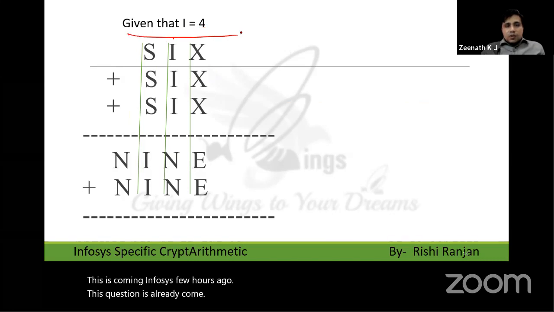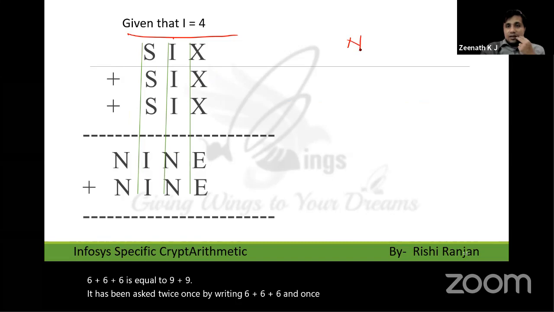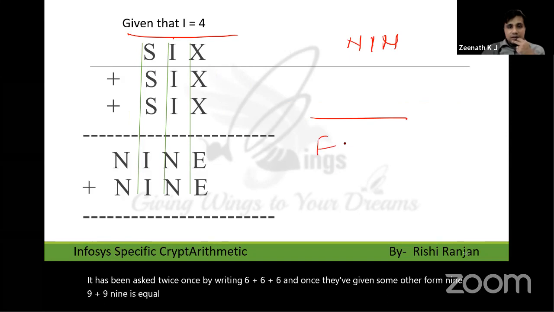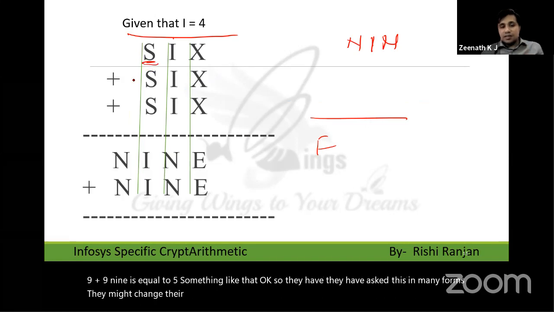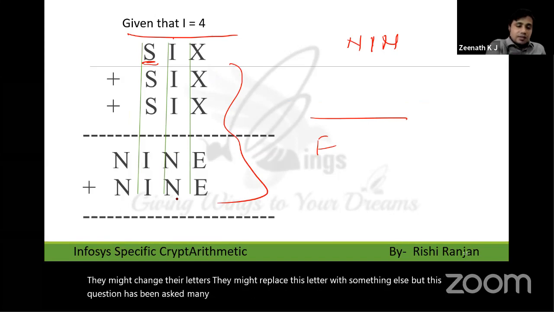Given that I is equal to 4, 6 plus 6 plus 6 is equal to 9 plus 9. It has been asked twice. Once by writing 6 plus 6 plus 6, and once they have given some other form like 9 plus 9, 9 is equal to 5, something like that. Okay, so they have asked this in many forms. They might change the letters, they might replace this letter with something else, but this question has been asked many times. Okay, let's try to solve it.